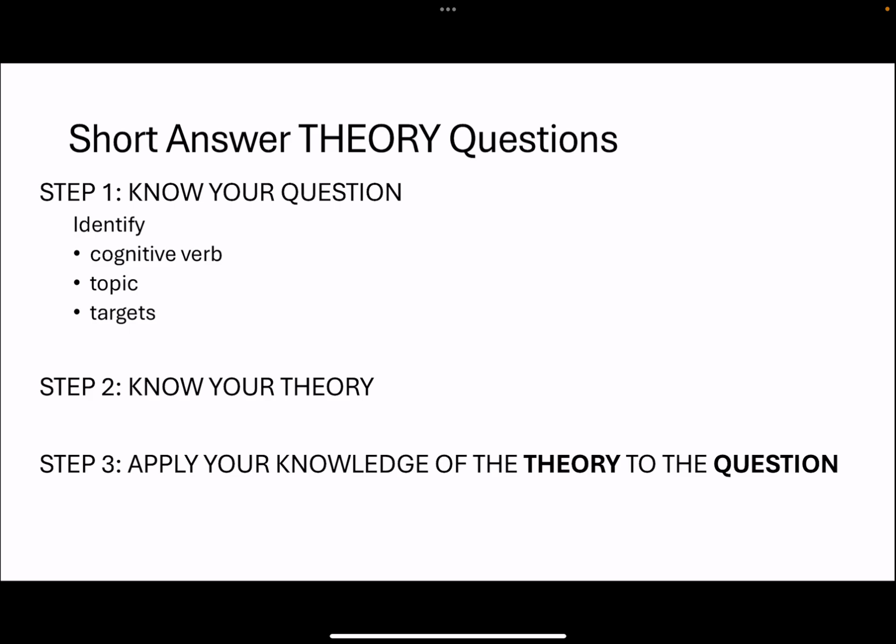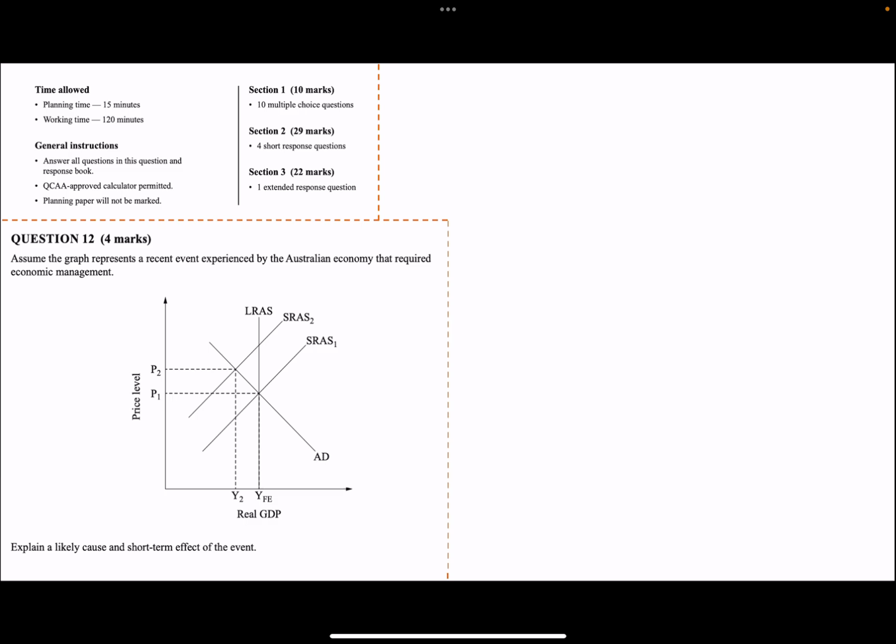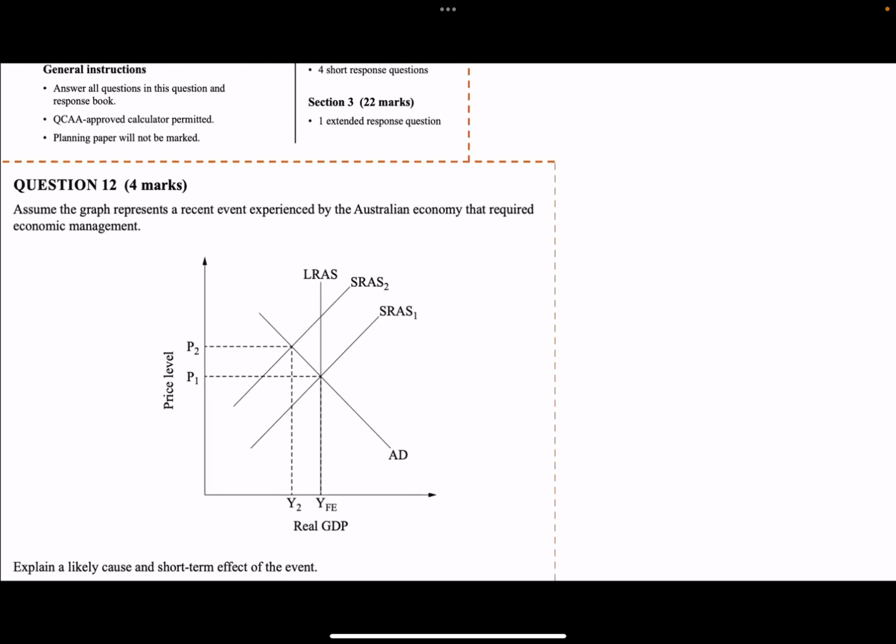Step 1, know your question. Know your cognitive verb, know your topic, and know your targets. Step 2, know your theory. And finally, apply your knowledge of the theory to the question as it's presented to you. Don't go off track. The question that was presented in question 12 was worth 4 marks.